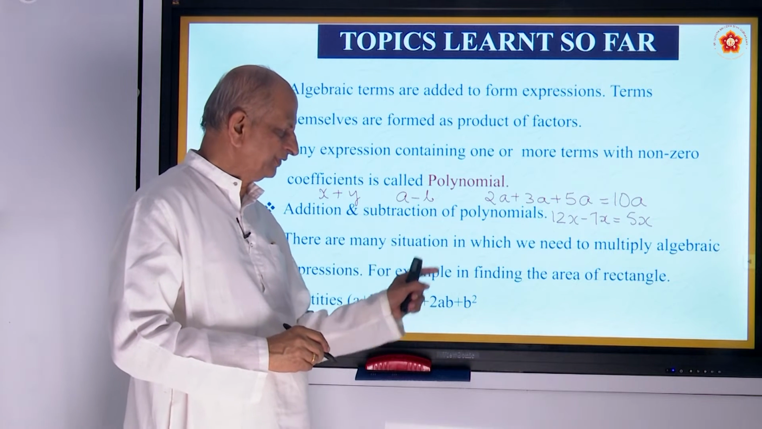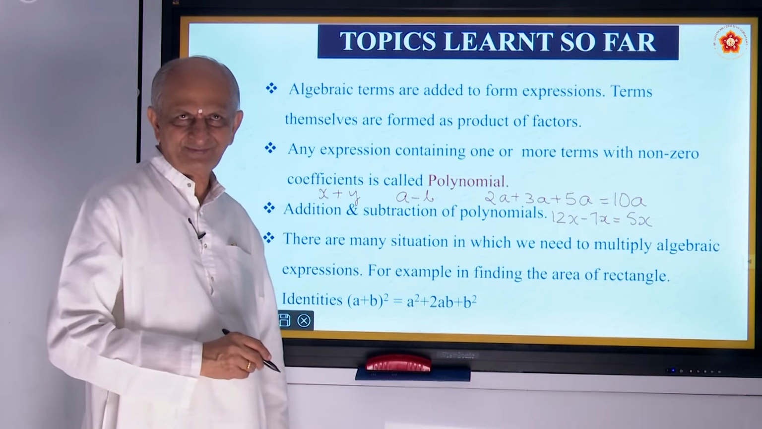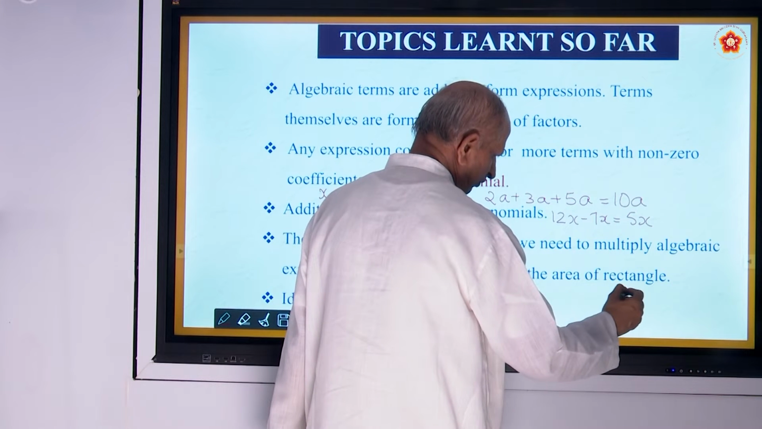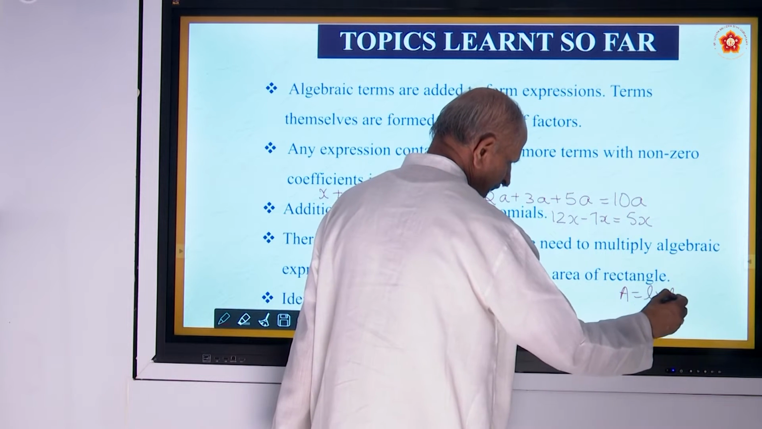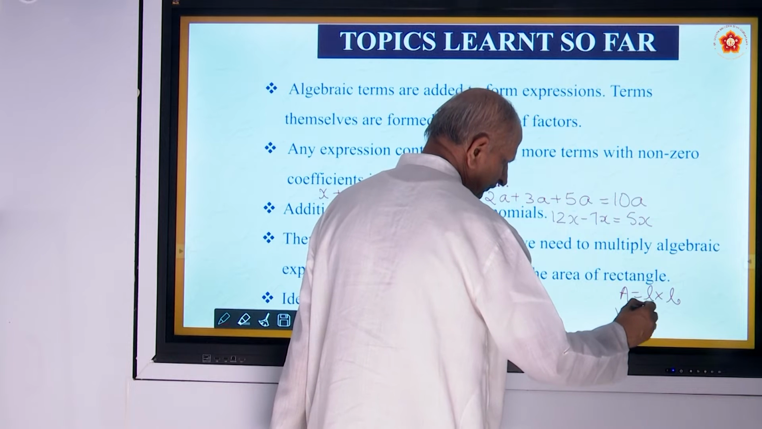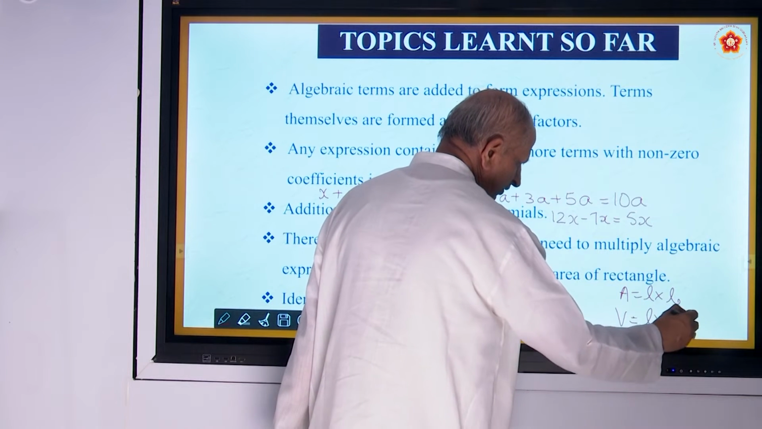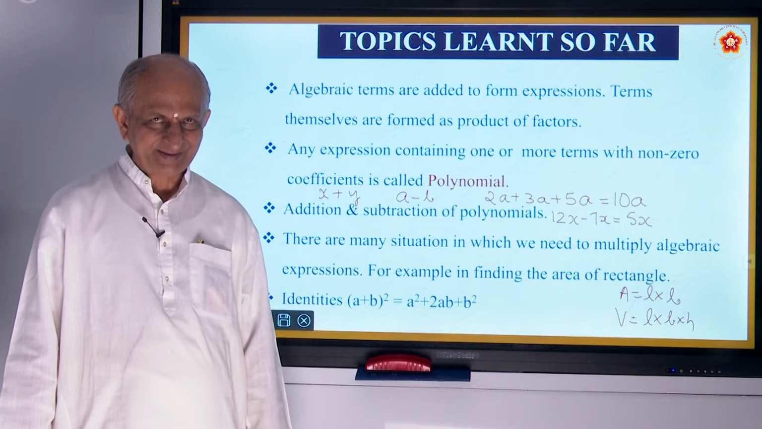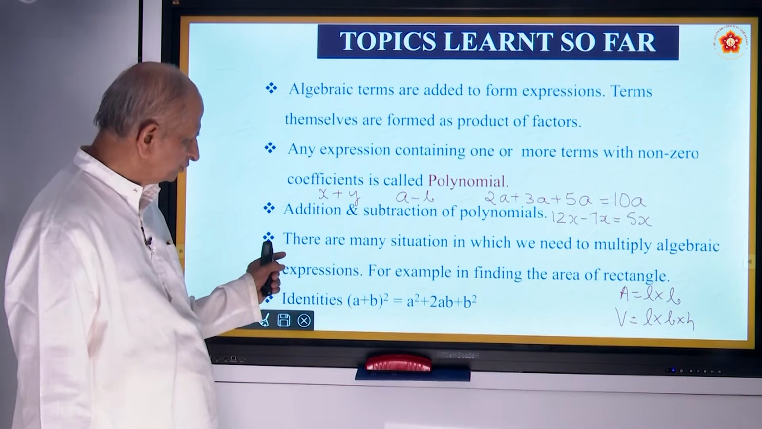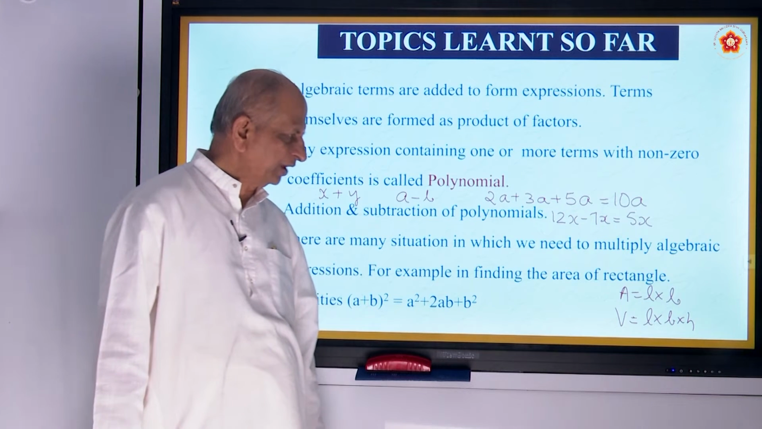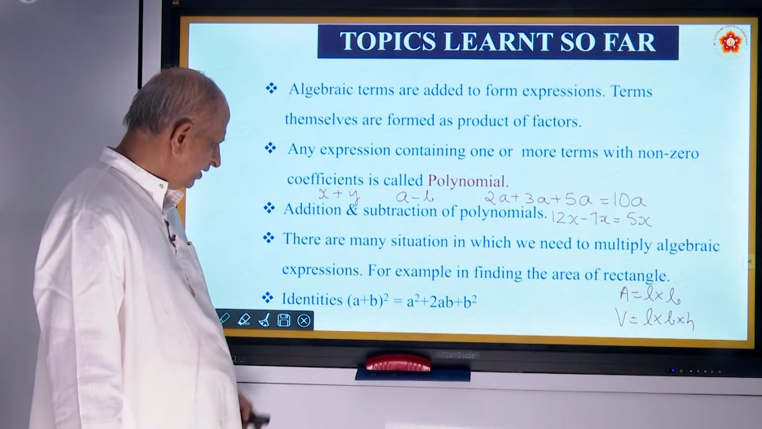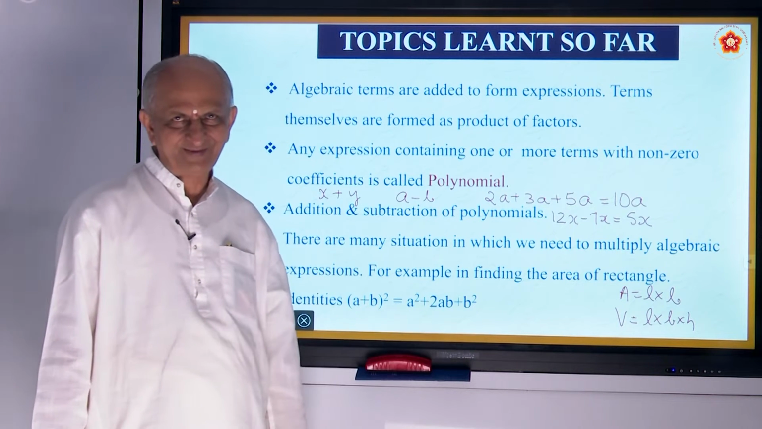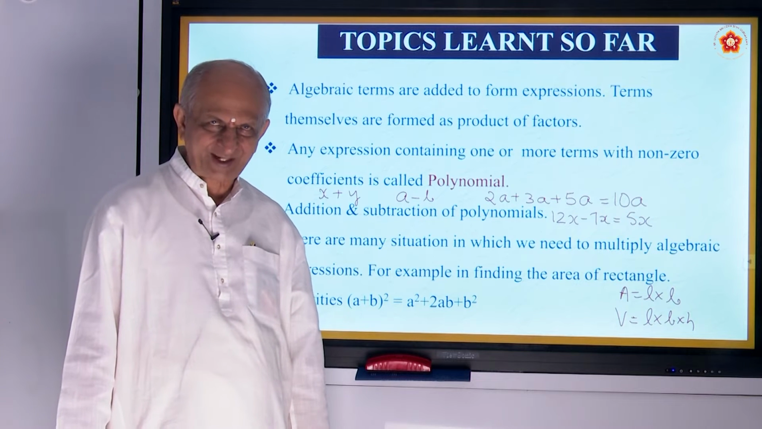There are many situations in which we need to multiply algebraic expressions. For example, the area of a rectangle: A is equal to length into breadth. Volume of a cuboid: L into B into H. So there, multiplication has come into existence, correct? So we have to use these formulas to solve the problems. Also, we have seen the identity (a plus b) whole square is equal to a square plus 2ab plus b square. We worked out some problems also, correct?